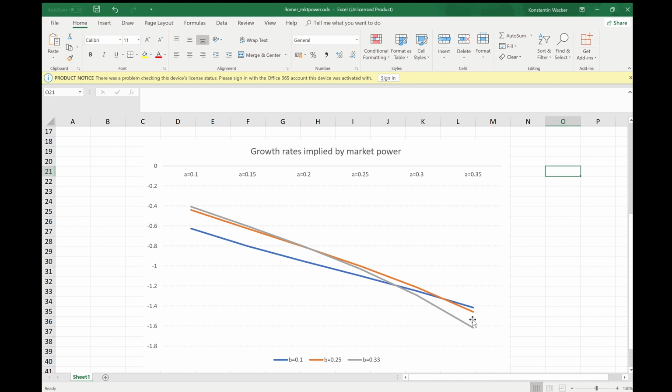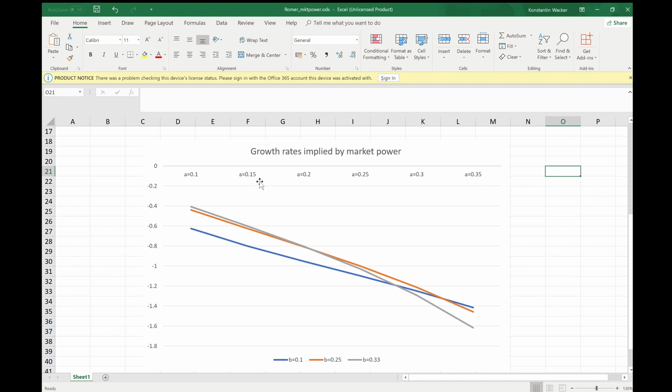There's a second very interesting story in that graph. So far, we have seen if we increase alpha, leaving beta constant, then growth will decline. That means an increase in intermediate goods firms' market power will decelerate growth. Okay, does that mean that increasing market power of these firms will always decrease growth? No. How can we see that?